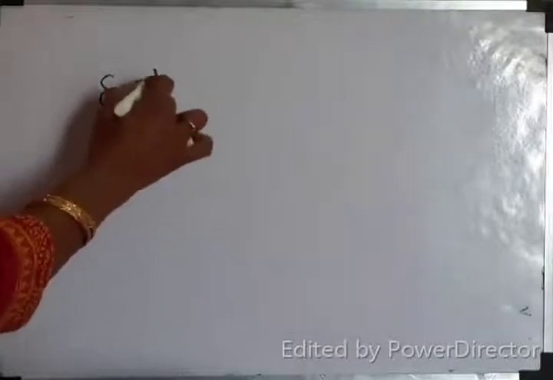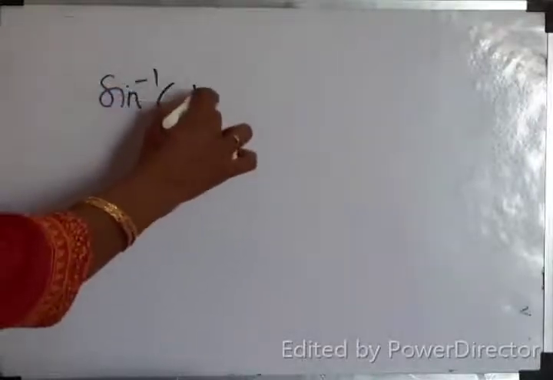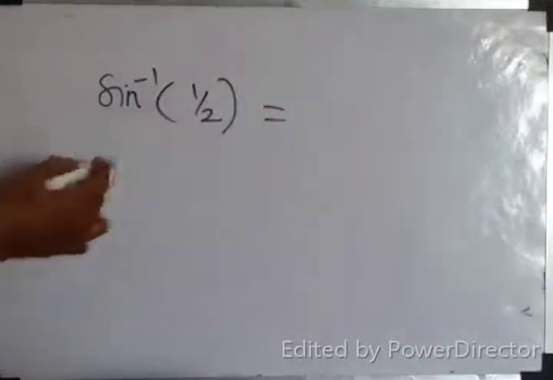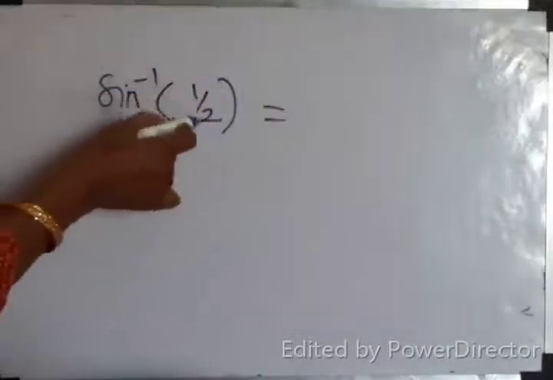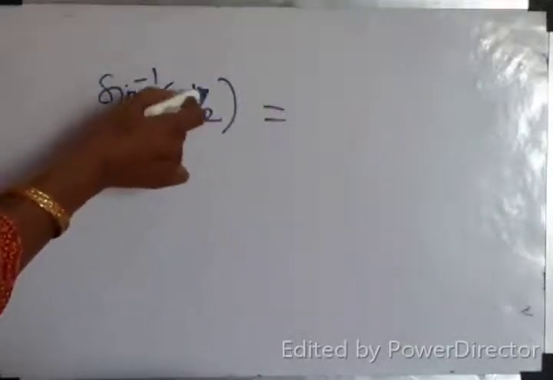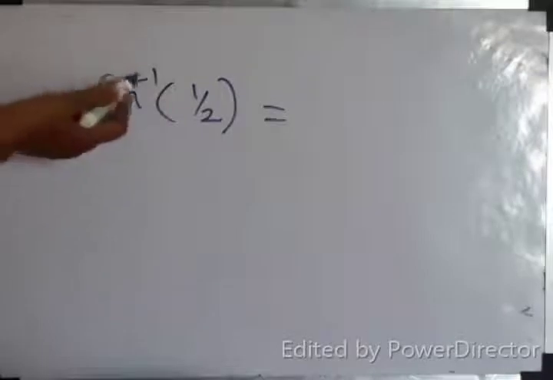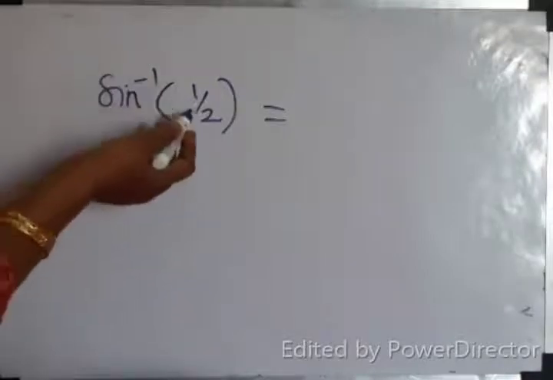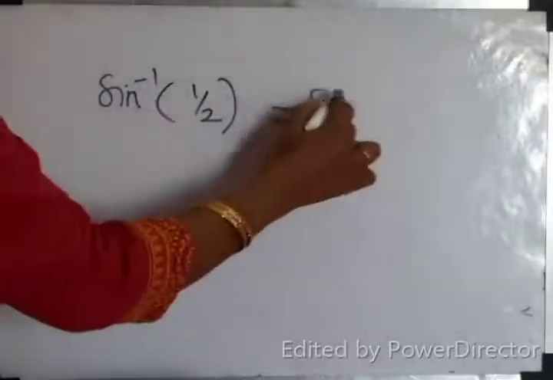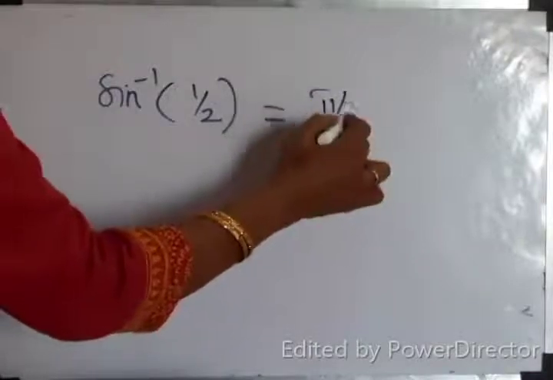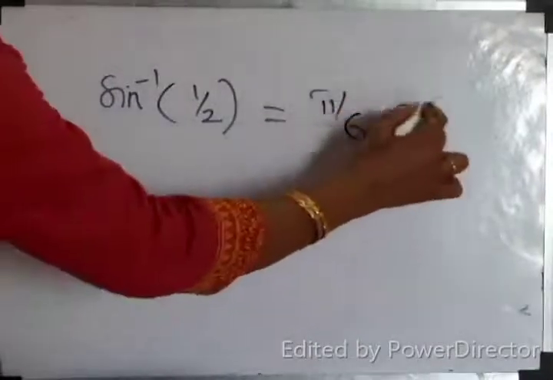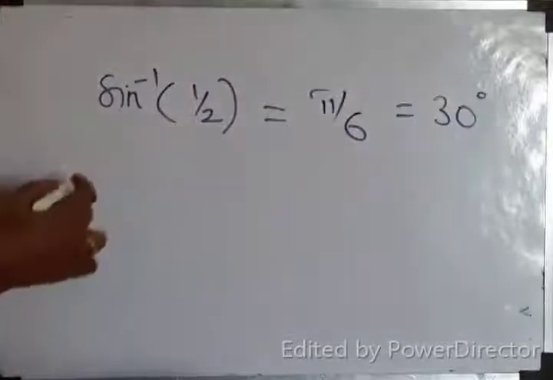Very simple. Sin inverse half. See, sin inverse, I am writing the number. Correct? Because this is the domain, isn't it? Sin inverse half, what does it represent? It represents an angle. Inverse trigonometry, so it represents an angle. Sin inverse half. Come on, 30 degree. Correct, pi by 6. Or you can write 30 degree.